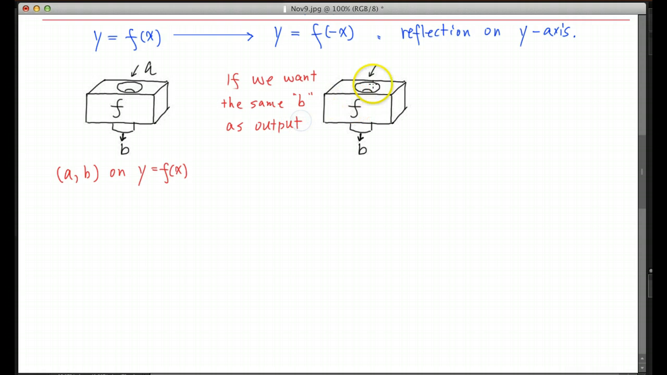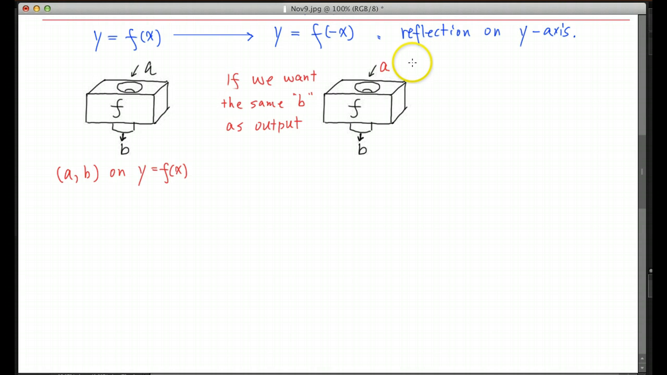Okay, if we want the new machine, so the new machine is different. The new machine is f(-x), but where do we put the negative x? Hold on, we're still going to use the same machine, but we try to change how it is being fed. So if we want the same b as output, you have to put exactly the same a into the machine. But the problem is before it's being fed, it should multiply by -1.